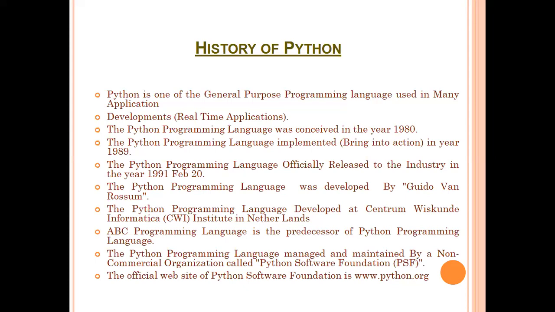So it was conceived in 1980, then brought into action in 1989, but officially released to the industry on 1991, February 20. It was developed by Guido van Rossum. Now, who is Guido van Rossum? He is the father of Python programming. It was developed at Centrum Wiskunde & Informatica, that is the CWI Institute of Netherlands.